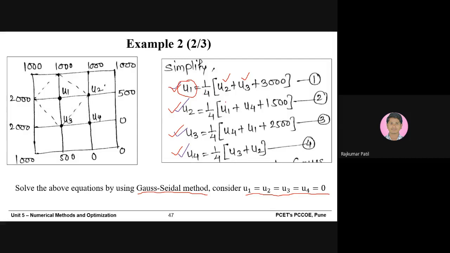Similarly, in the second equation, put U1 equal to 0 and U4 equal to 0, you will get first iteration of U2. Then again put U4 equal to 0 and U1 equal to 0, you will get first iteration for U3. And similarly put U3 and U2 equal to 0, you will get first iteration for U4. So this is how you can calculate the first iteration.